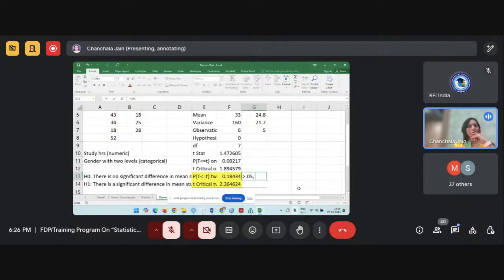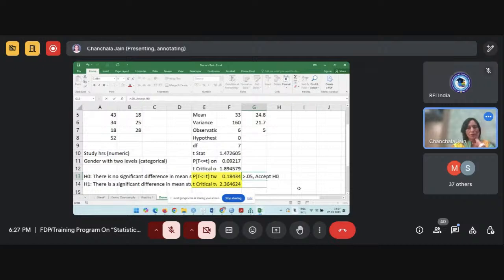What should I do? Reject the null. We are going to reject. No, we are going to accept. Why are we going to reject? We will accept the null hypothesis.